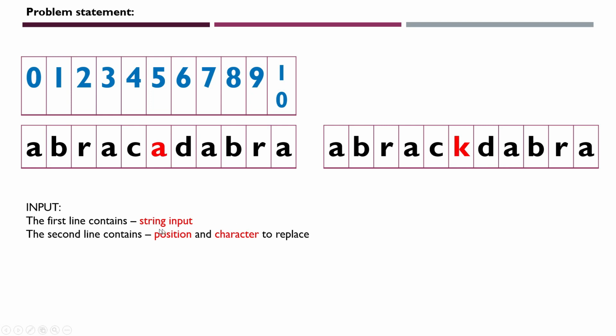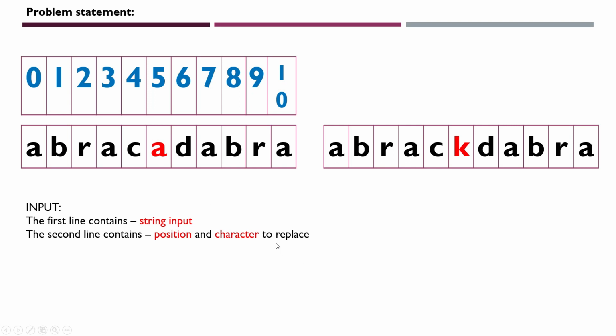Here two lines of input are taken. In the first line a string input is taken, and in the second line we are going to take two inputs. One is an integer value which represents the index value, and the other is the character which we are going to replace in the place of A, right?